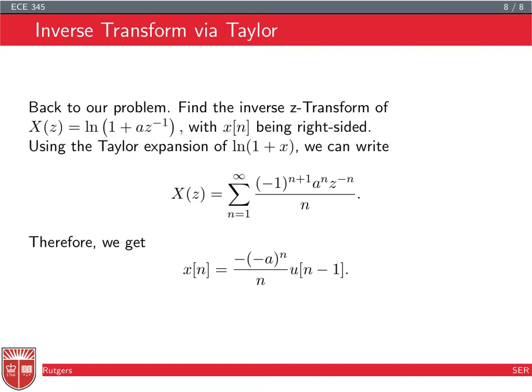Now, going back to our problem to find the inverse z transform of this function, which is log of 1 plus az^(-1), and knowing that x of n is right-sided, now I can do the Taylor expansion, like I just did for that example, but here I have the simple difference that az^(-1) replaces x, so I can just use x equal to az^(-1), and I get this formula here, and this is a power series, and I can immediately say that the value of x of n at the nth time is actually this part here. This is the value of x at time n, and this is what I have here.